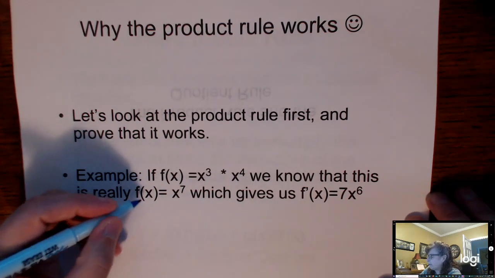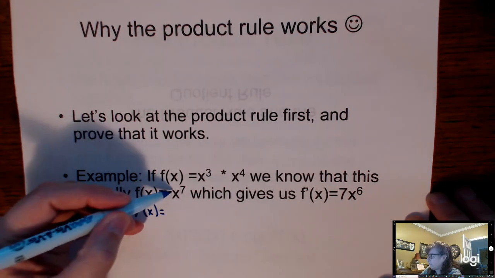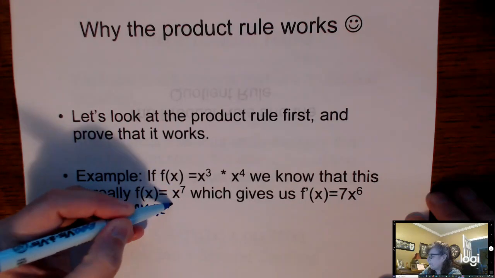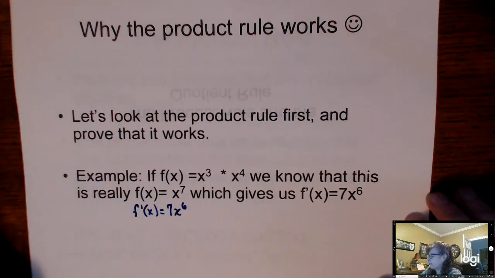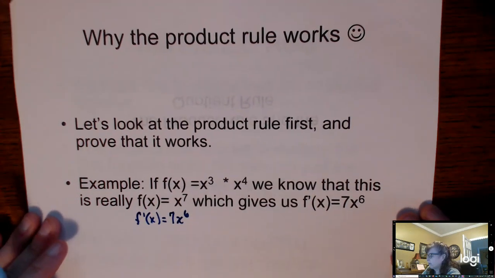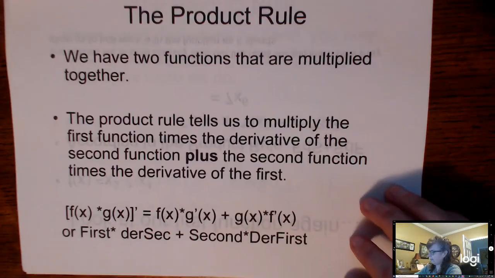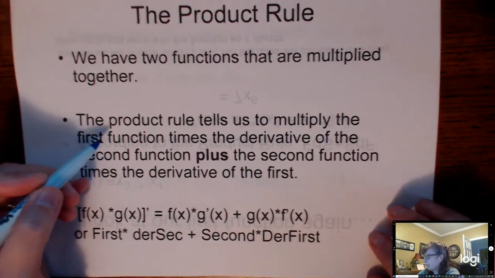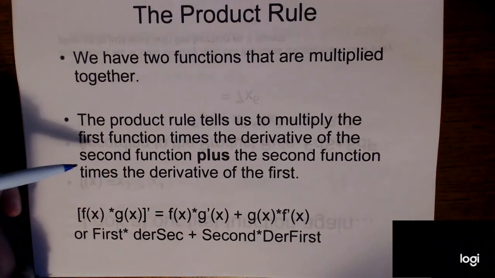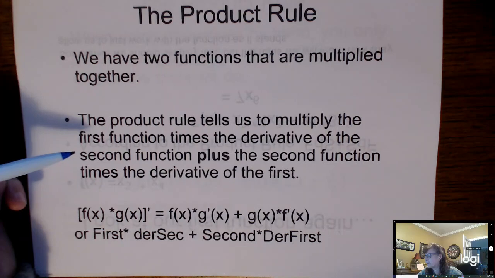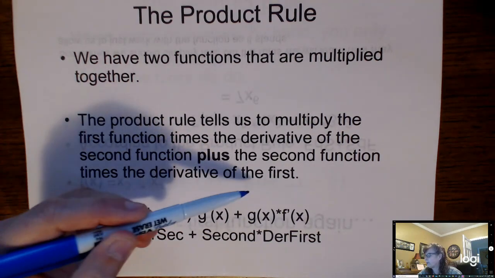And if we use the basic derivative rules that we learned, the derivative of f of x is 1 times 7, which is 7x to the, and then you subtract 1 from that, 7x to the 6th. Okay. The product rule is a derivative rule that says that we multiply the first function times the derivative of the second function plus the second function times the derivative of the first.